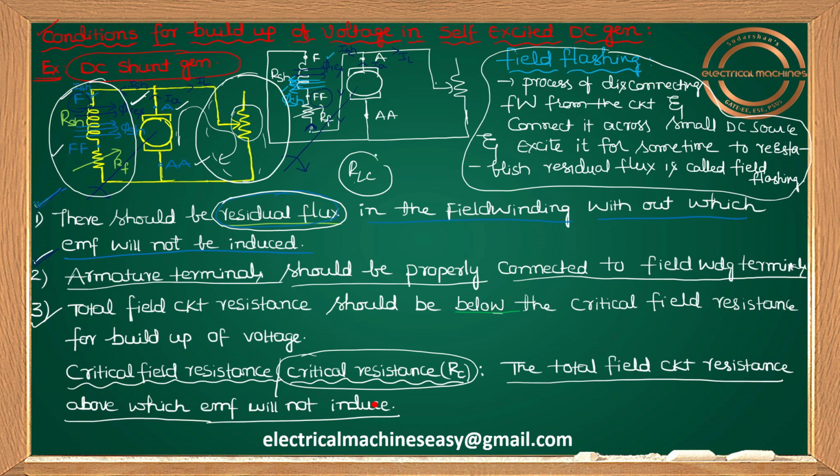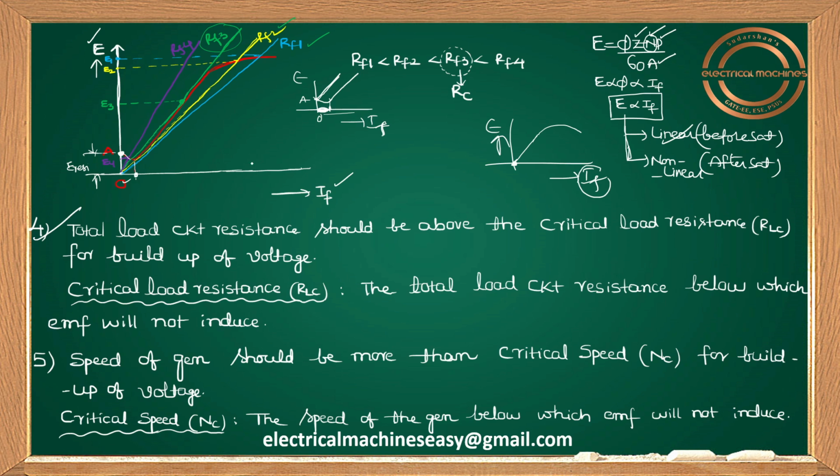I'm discussing critical load resistance. So please, what is the fourth point I can write here? The total load circuit resistance should be above the RLC for buildup of voltage. Try to understand, this third point is somewhat different from the fourth point. The total load circuit resistance should be above the critical load resistance RLC for buildup of voltage.